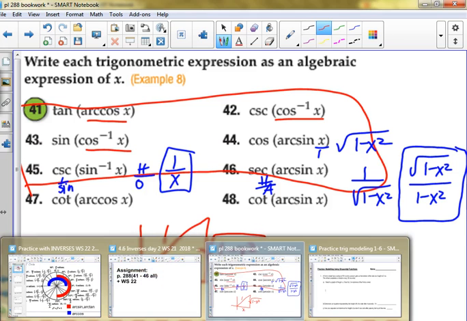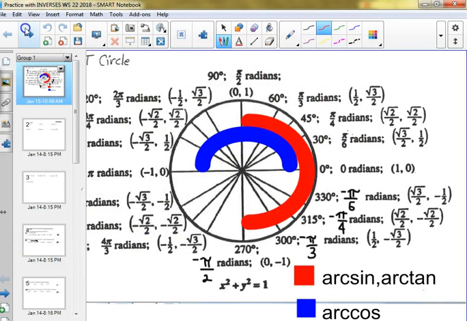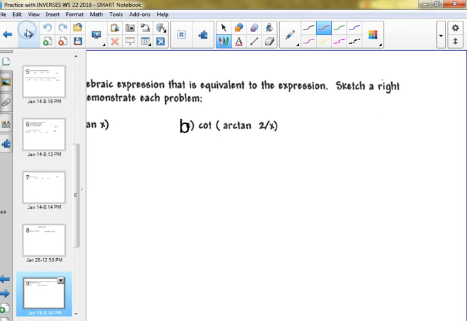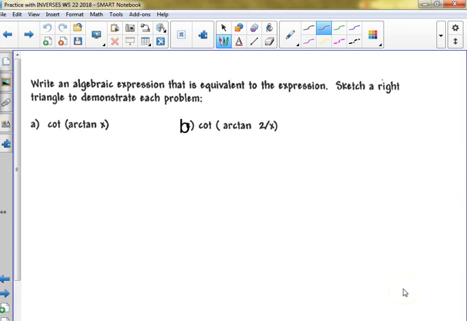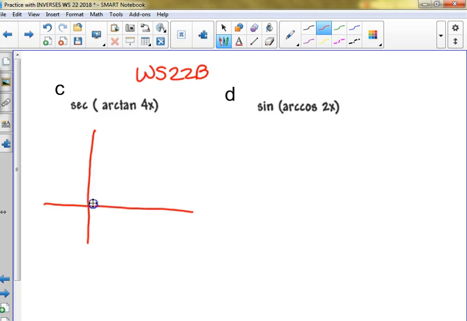Yes. On the worksheet 22, there are some of these towards the end here. For example, okay, guys, look at this one. This is lovely. This is on worksheet 22, B. If the tangent is 4x, opposite over adjacent, right? Okay, what happens when you square that disaster and find the hypotenuse?